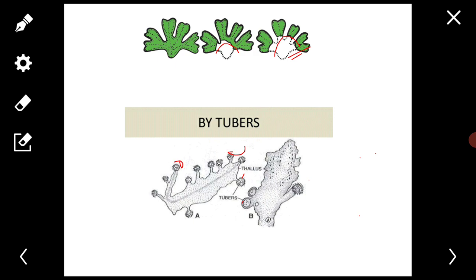Next, that is the gemmae. Some species of Anthoceros produce asexual reproductive bodies called gemmae on the dorsal surface and along the margin of thalli, and on detachment the gemmae fall on a suitable substratum and produce a new thallus.